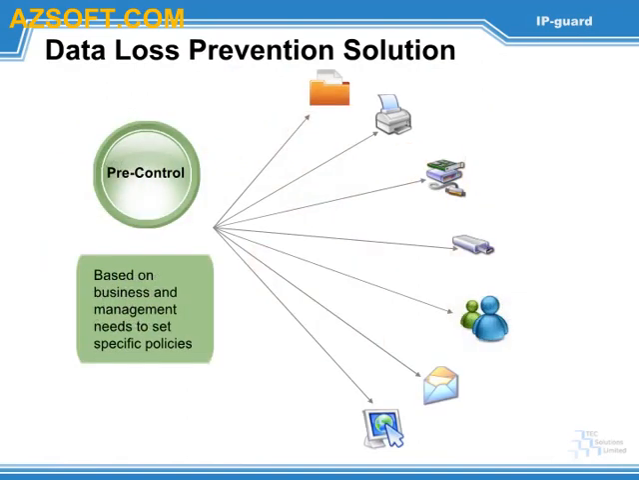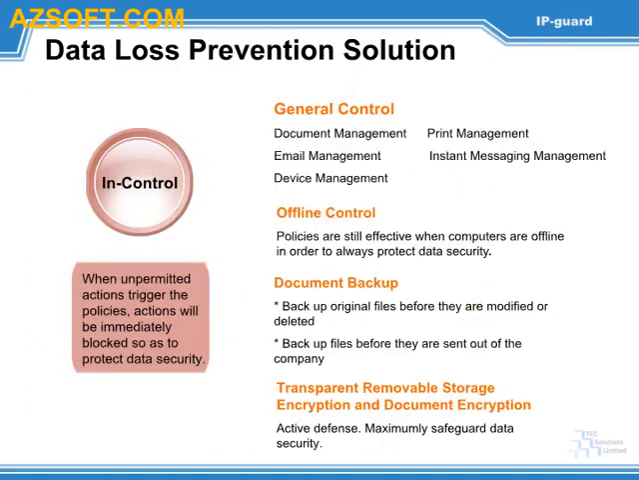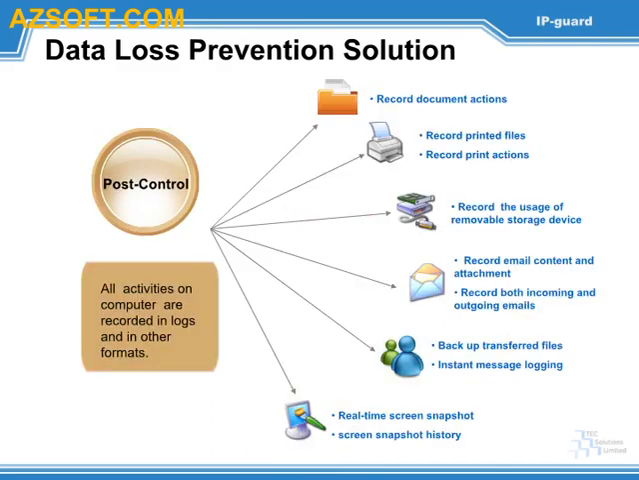Pre-control is based on business and management needs to set specific policies. In-control is when unpermitted actions trigger the policies, actions will be immediately blocked so as to protect data security, such as general control, offline control, document backup and encryption storage documents. Post-control is achieved when all activities on computer are recorded in logs and in other formats.